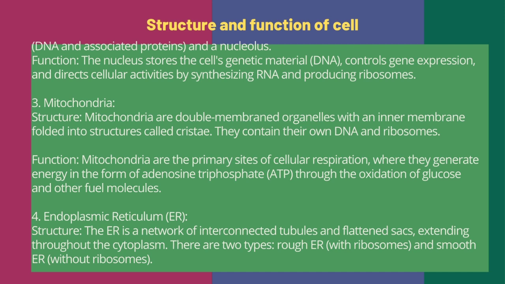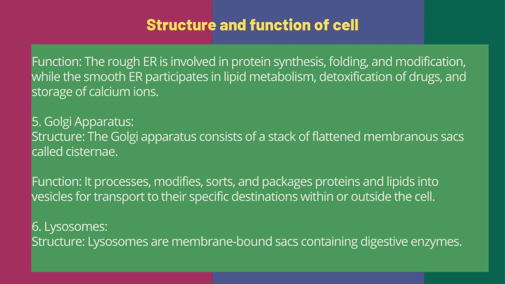Fourth is endoplasmic reticulum, ER. Structure of ER. The ER is a network of interconnected tubules and flattened sacs, extending throughout the cytoplasm. There are two types, rough ER with ribosomes, and smooth ER without ribosomes. Function of ER. The rough ER is involved in protein synthesis, folding, and modification, while the smooth ER participates in lipid metabolism, detoxification of drugs, and storage of calcium ions.